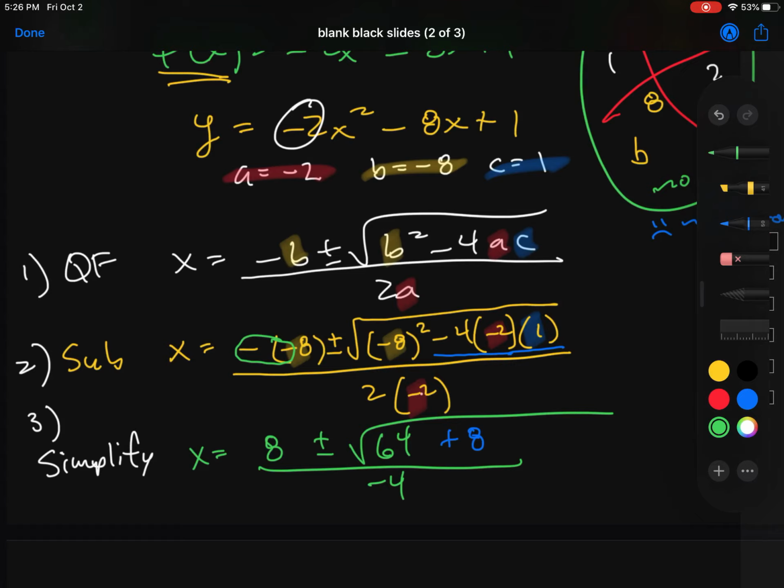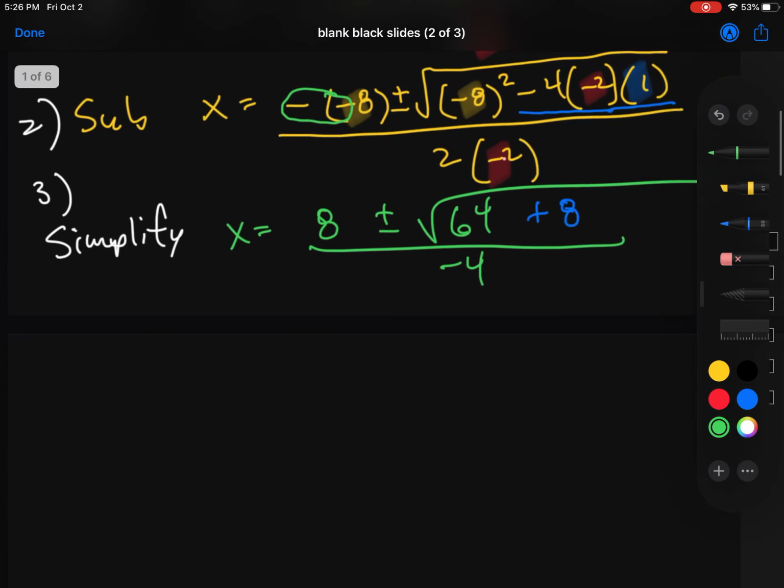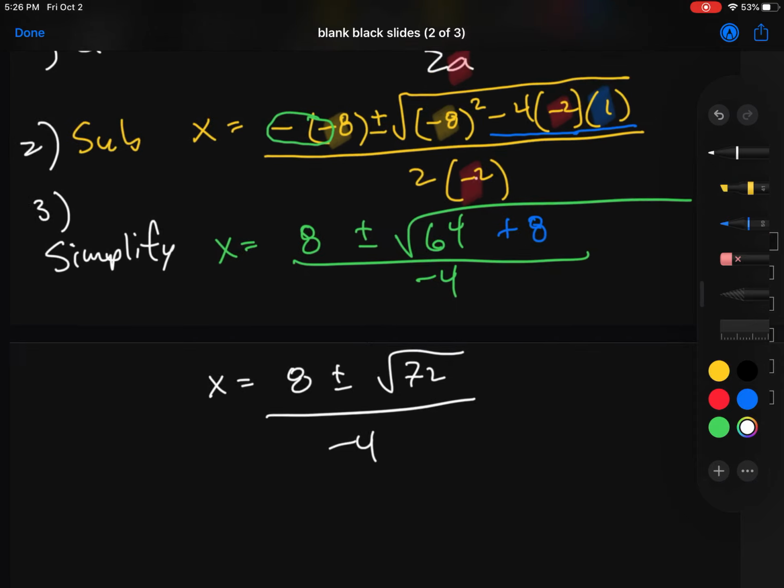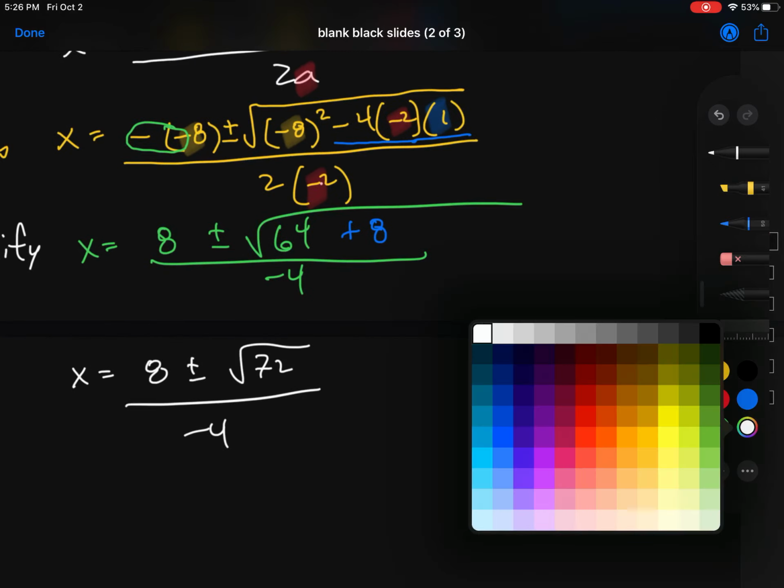All right. Let's go on. So I have 8 plus or minus the square root of 72 all over negative 4. Square root of 72 we can simplify.